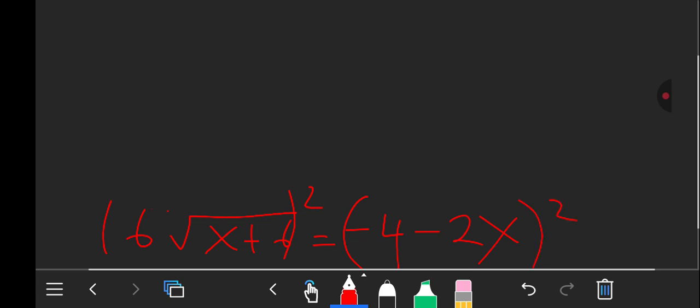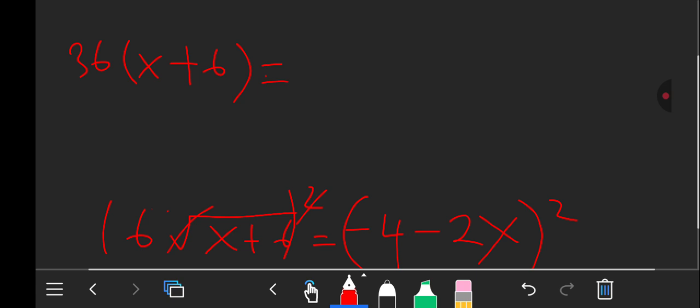So we're going to have 6 squared, that is simply 36. Then if you find the square root of x plus 6 squared, that will give you x plus 6, because the square cancels with the square root, excuse me. Then we're going to say equal to this.